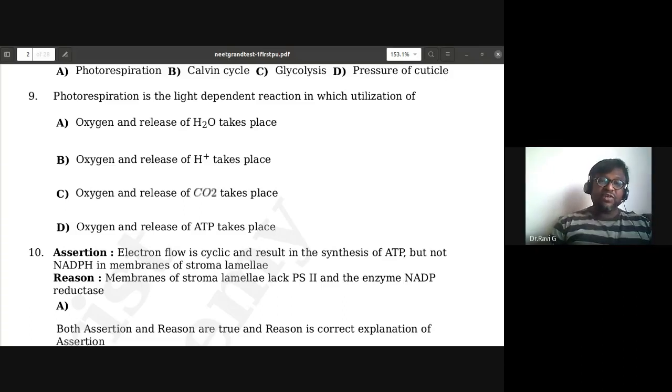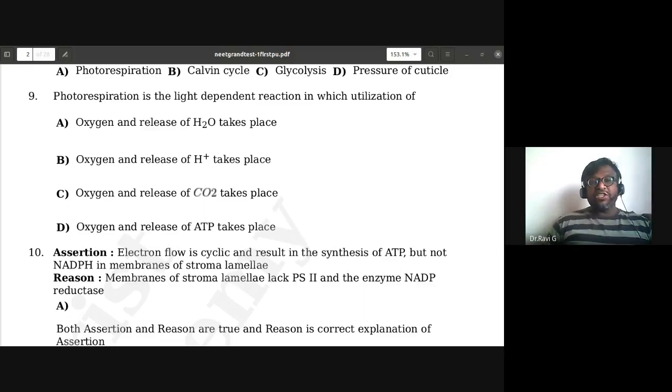So there is release of carbon dioxide, oxygen is being utilized, and there is expenditure of ATP during this photorespiration. If you remember, it produces phosphoglycerate and phosphoglycolate. It can also be called the phosphoglycolate pathway or C2 pathway. So just recollect those points: oxygen is utilized and carbon dioxide is released during photorespiration.